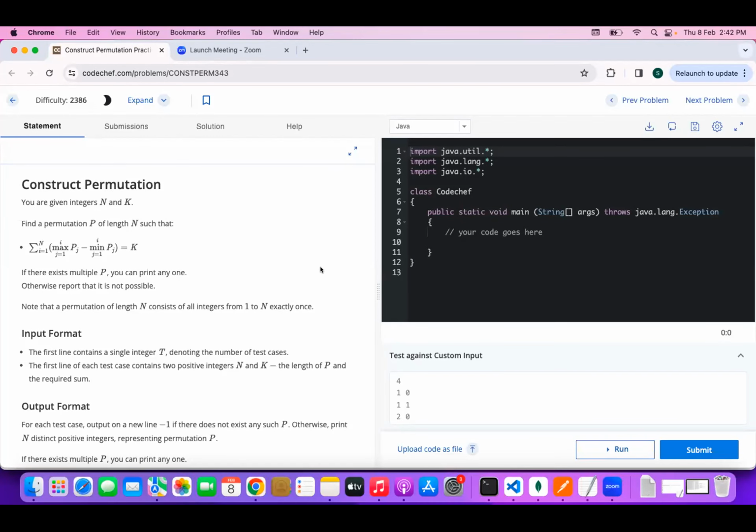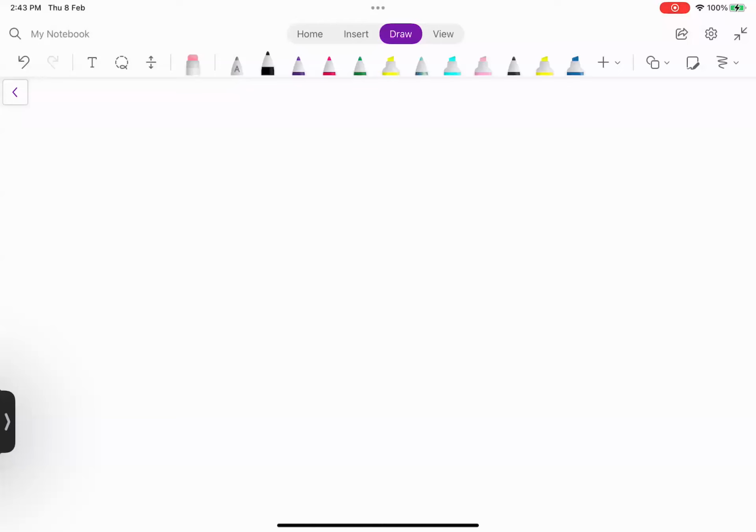The next question of CodeChef Starters 120 is Construct Permutation. In this question, we are given N and K. We have to find any permutation P which satisfies the following criteria.